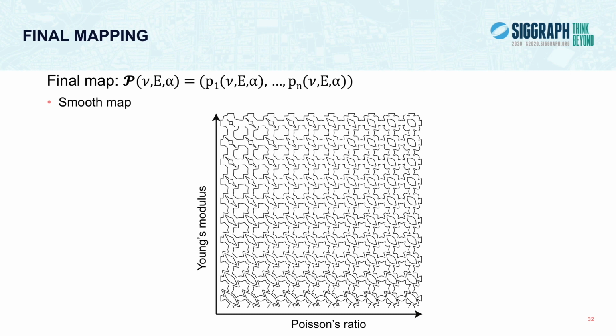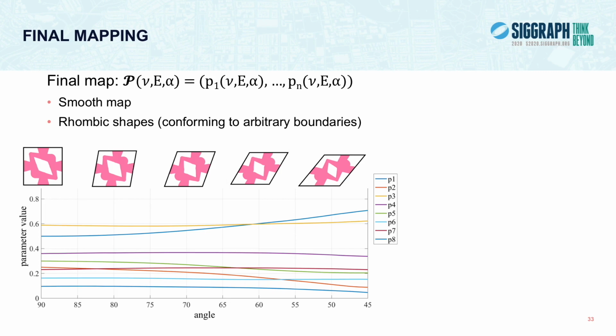Now that we have our map, we can analyze it to see how it fits our objectives. Here you can see how the geometry changes for various combinations of Young's modulus and Poisson's ratio. Note that small changes of parameters result in small changes in geometry. Our change in geometry is also smooth in the rhombus angles alpha direction, as seen in our chart and also visually in our structures.